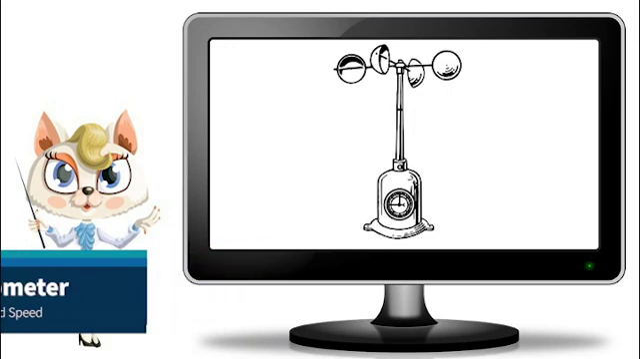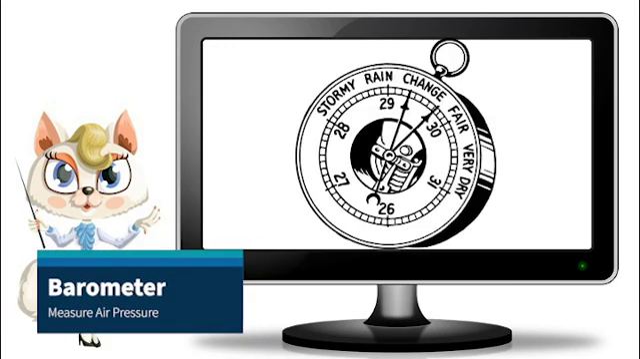You can also use a barometer. A barometer measures air pressure. That is how much air is coming in and how much pressure it's actually giving. For instance, the air pressure may be low or the air pressure may be high.